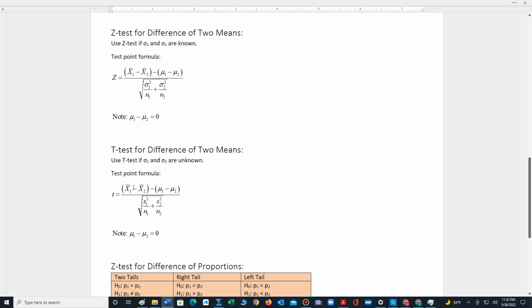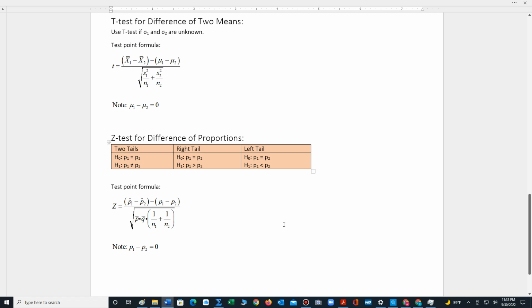It's t equal to the difference of the sample means minus the difference of the population means divided by the standard error, which is the square root of s1 squared over n1 plus s2 squared over n2. And the difference of the two population means is 0.